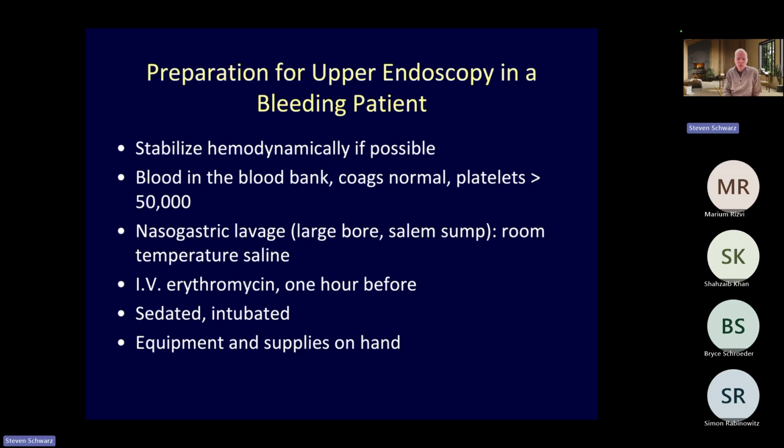Ultimately, all of these patients will likely get a scope, but this is emergent or urgent endoscopy. So you want to stabilize the patient hemodynamically. Again, you don't want to endoscope somebody whose platelets are under 50,000, so you want their platelets to be above 50,000. If you're going to endoscope the patient for upper GI bleeding, you better put in an NG tube, a large bore Salem sump tube, and lavage with room temperature saline. Again, why do we give IV erythromycin?